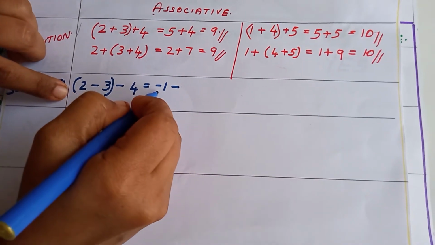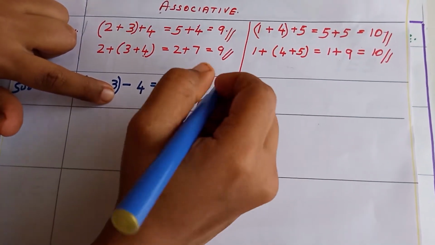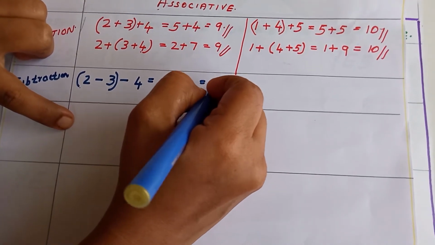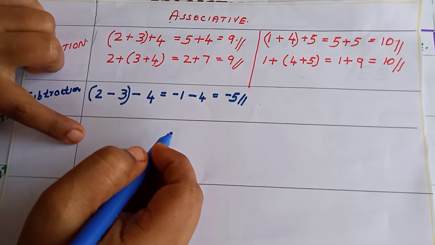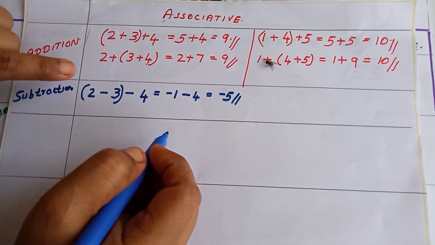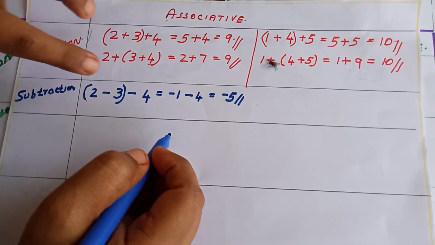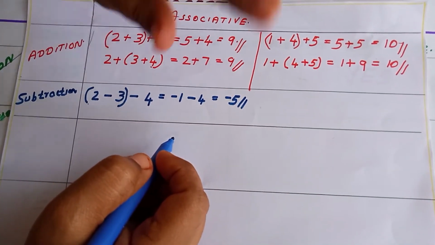Its answer is minus 1. Then remaining minus 4, so the total answer is minus 5. I know you will be studying the same thing in the 6th standard itself. I know you are not familiar with this calculation now. Anyway, this type of calculation gives us the answer minus 5.